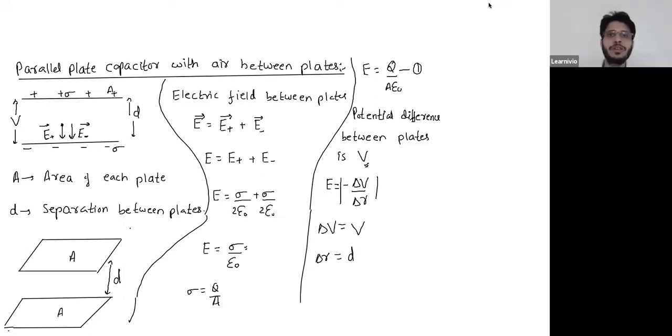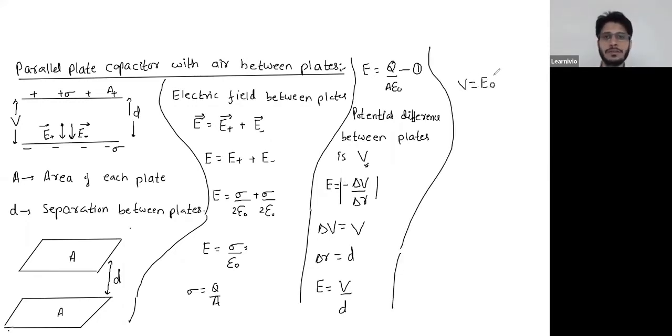So if I substitute all these values here, your electric field comes out to be V by D only. I'm eliminating this negative sign because it gives direction, and I don't need direction here. So you can simply write this as V is ED. This is equation number two. If I substitute 1 in 2, your V comes out to be Q by A epsilon naught into D.